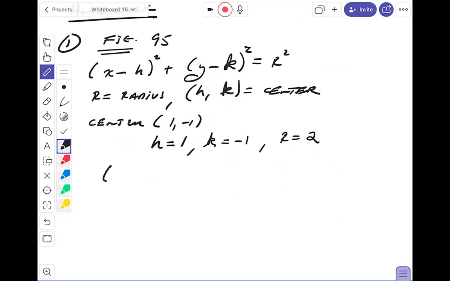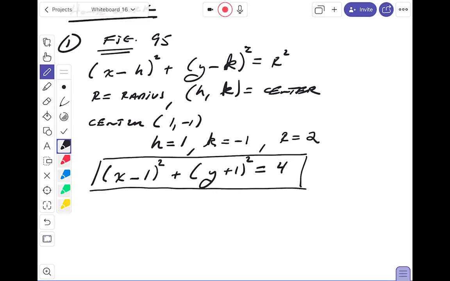It's going to be (x minus h) squared, which is 1 squared, plus (y minus k) squared. Well, minus k, if k is -1, would be +1, equals r squared, which is 4. This is an acceptable answer.